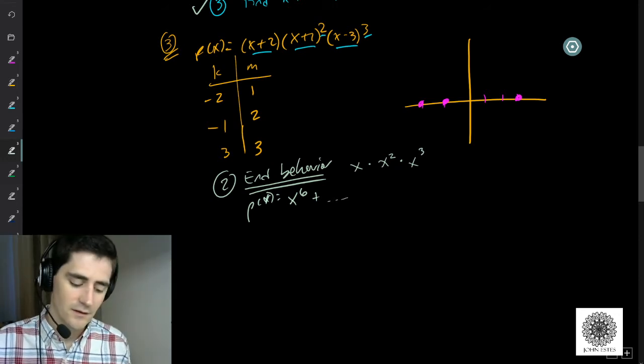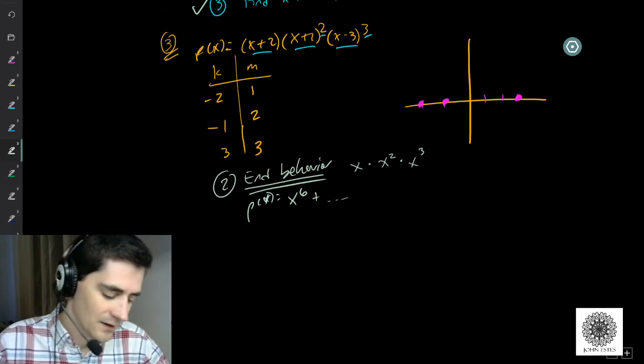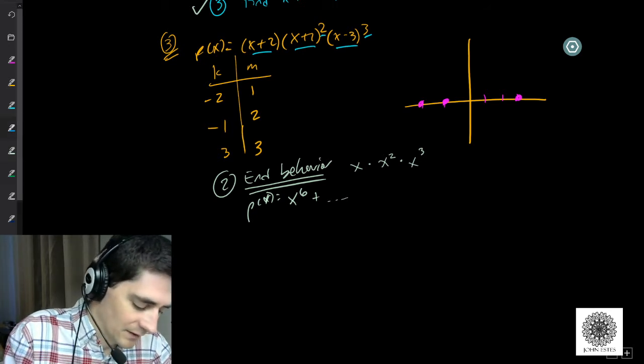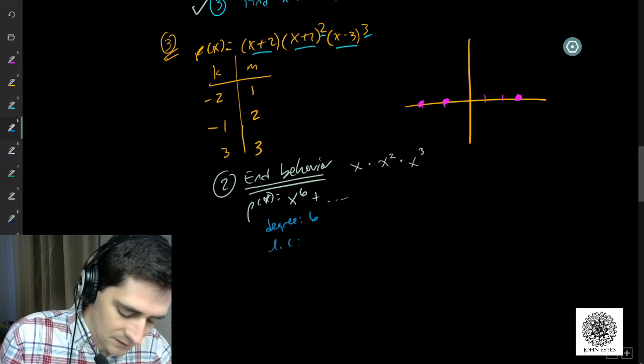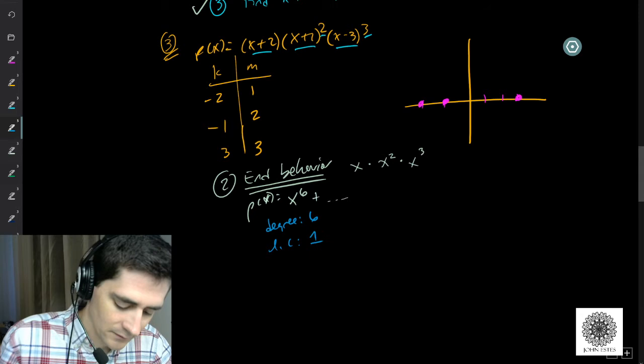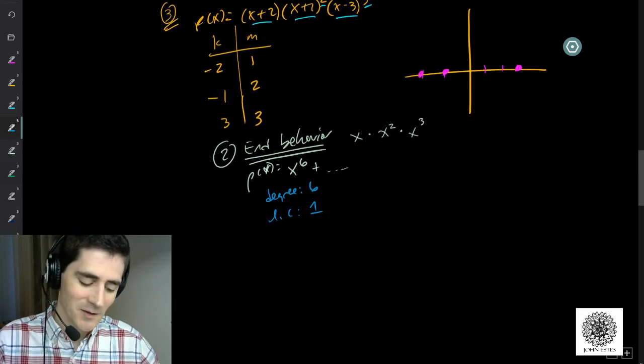Okay, and really the other stuff doesn't matter here. All we needed was this. We needed that the degree is 6 and the leading coefficient is 1, right? Because it's 1x to the 6th power.